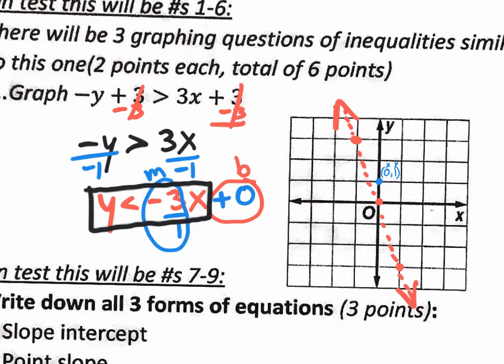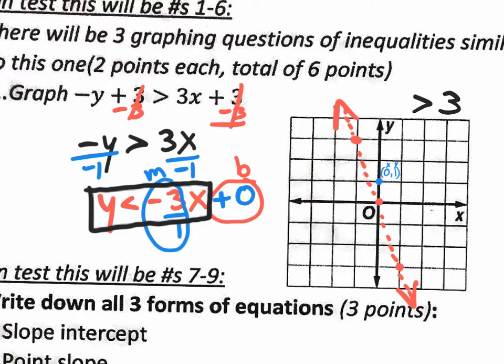Let's go with the original. Okay, let's go with the original. Plug in 0 for x. So right there it's going to be 3 times 0. What's 3 times 0? 0. And then plus 3. What's 0 plus 3? 3. So keep this in mind that on the right side we have a 3 and the inequality on the original is a greater than symbol.